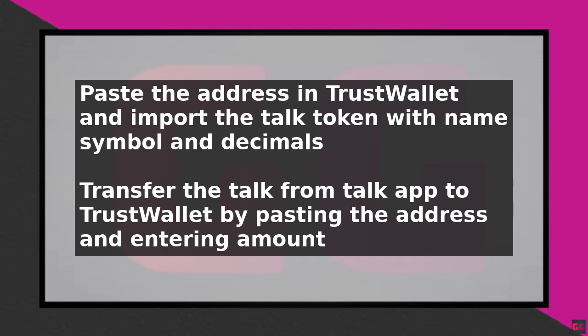Now, go to your Atok wallet, navigate to the home page, and click on Manage next to your balance. Select Transfer. Paste the address you copied from Trust Wallet. Enter the amount you want to transfer, and click Transfer. Your Atok will now be sent from your Atok app to Trust Wallet.